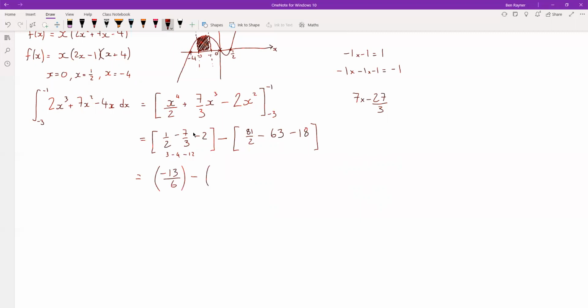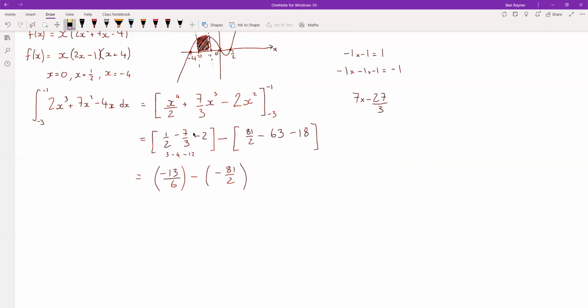Minus. Then I'm going to tidy all this up. -63 minus another 18 is going to be -81. So I've got 81 over 2 minus 81. So that's going to give me a -81 over 2. And you can double check that. 81 over 2 minus 81, that's going to be 162 over 2. 81 minus 162 is -81 over 2. So just having a look at all of that.